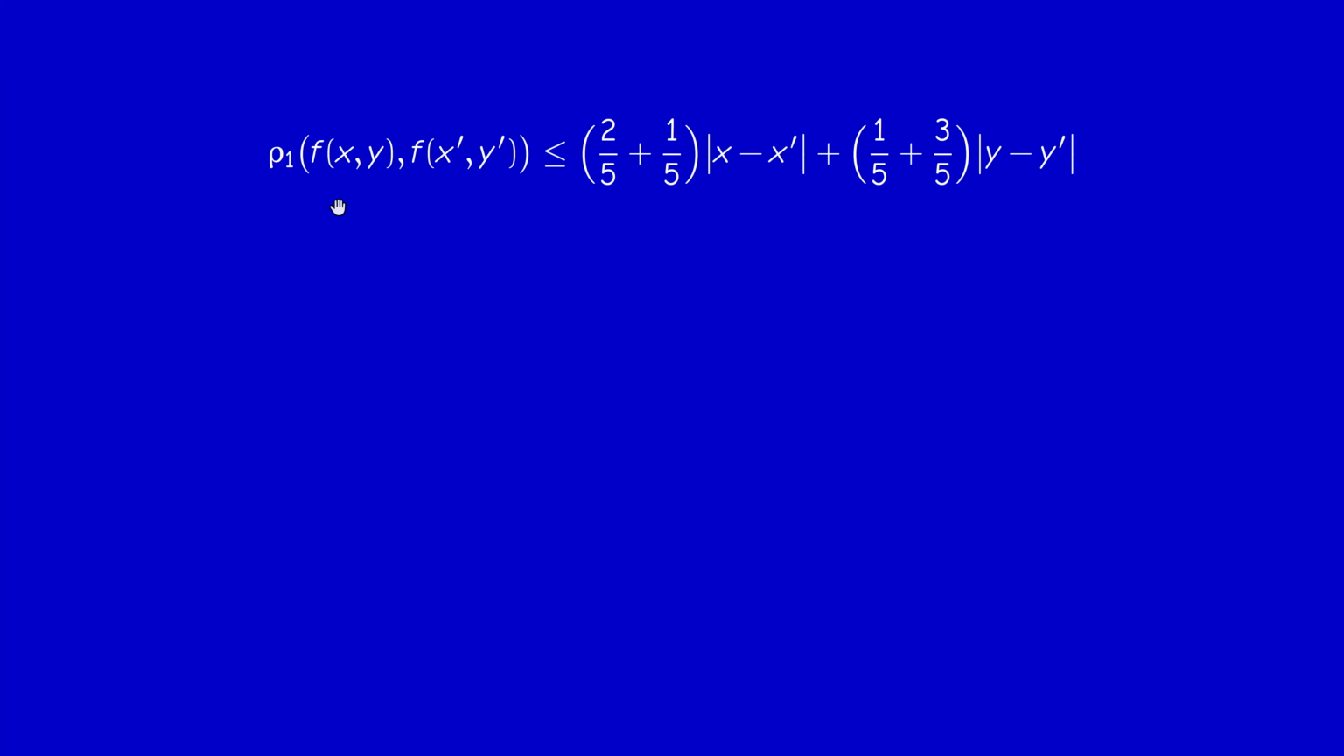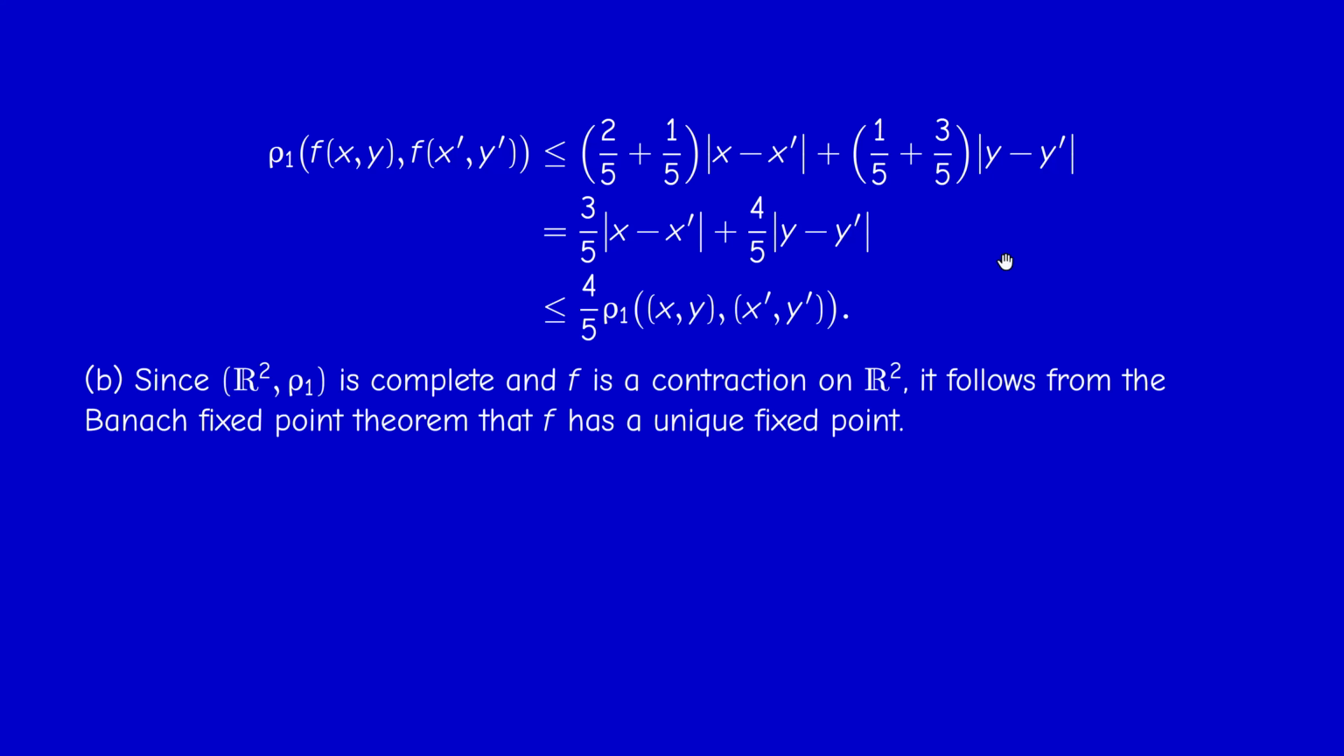So this means that ρ1 of f(x, y), f(x', y') is less than or equal to (2/5 plus 1/5) |x minus x'| plus (1/5 plus 3/5) |y minus y'|. And this gives you 3/5 |x minus x'| plus 4/5 |y minus y'|. And the 3/5 is less than 4/5. So this is less than 4/5 times the distance between (x, y) and (x', y'). And this means that f is a contraction of ratio 4/5, because 4/5 is less than 1.